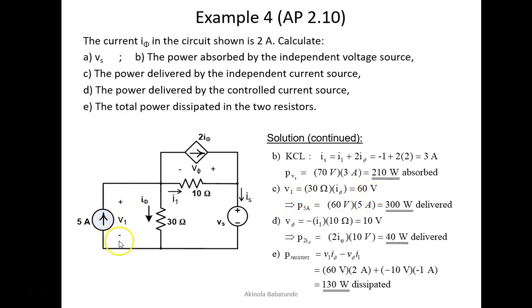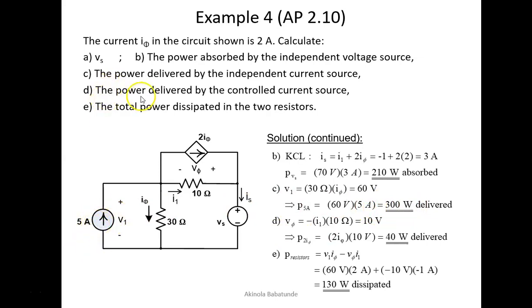Once we know that V1 is equal to 60 volt and we know our 5 ampere current, it becomes very easy to find the power that is delivered by this current source, and that becomes 60 volts, which is our V, multiplied by the 5 ampere current, and that gives us 300 watt. Total power delivered by this current source is equal to 300 watt.